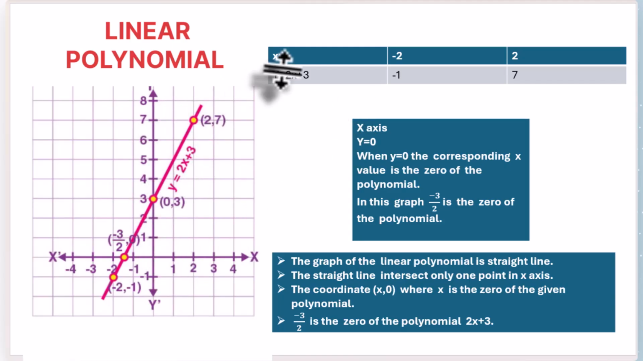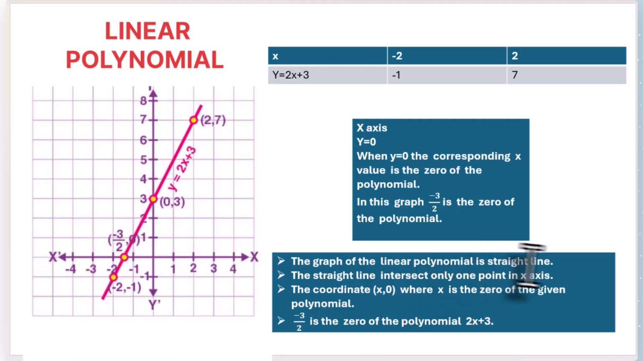Here, this is the graph of y equals 2x plus 3. The exponent of the variable is 1, so 2x plus 3 is a linear polynomial. When y is equal to 0, the corresponding x value is the zero of the polynomial. In this case, here is minus 3 by 2, 0. Here y is equal to 0. Then minus 3 by 2 is the zero of the polynomial 2x plus 3.